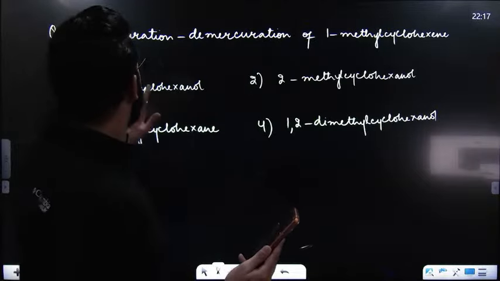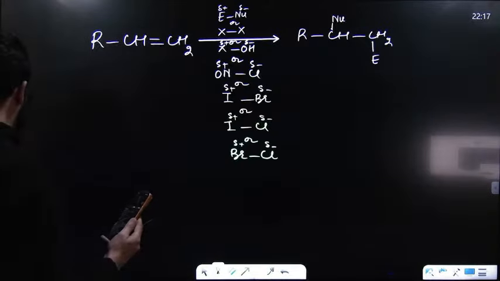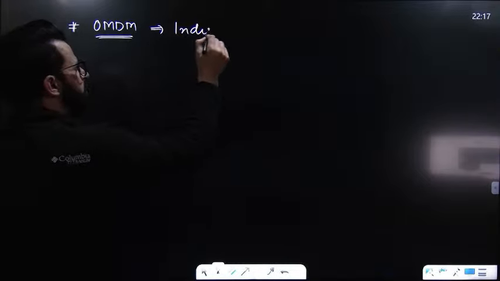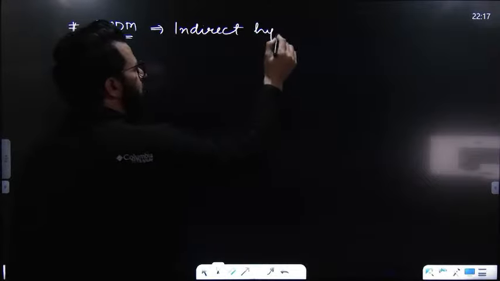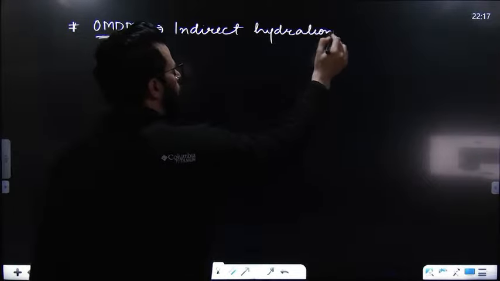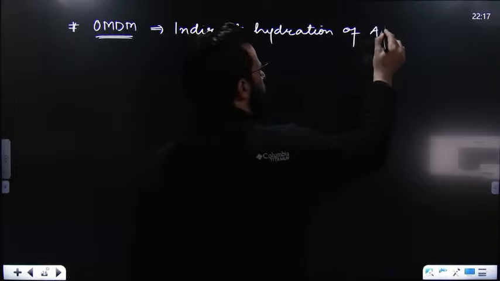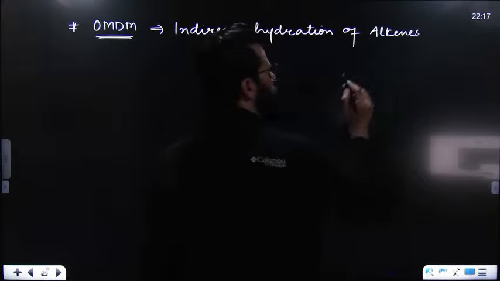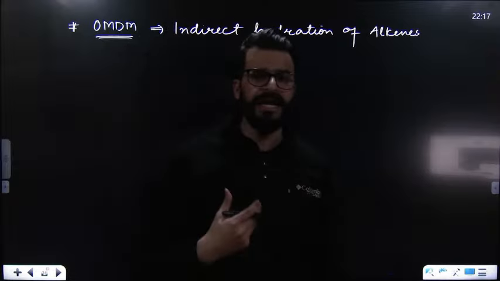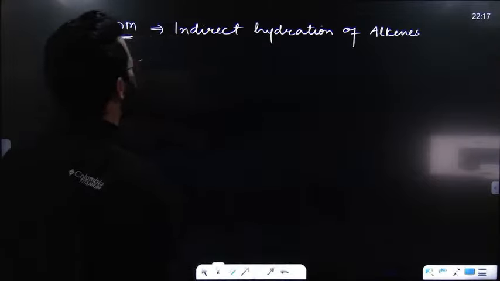Now, if I am clear, then have a look. There are a few more reactions. Number one is oxymercuration-demercuration, because this reaction is sometimes also known as oxymercuration-reduction. What is this reaction? It is simply indirect hydration of alkenes. It is indirect hydration of either alkenes or alkynes, but at this point of time we are studying electrophilic addition reactions of alkenes. So this is simply indirect hydration of alkene.